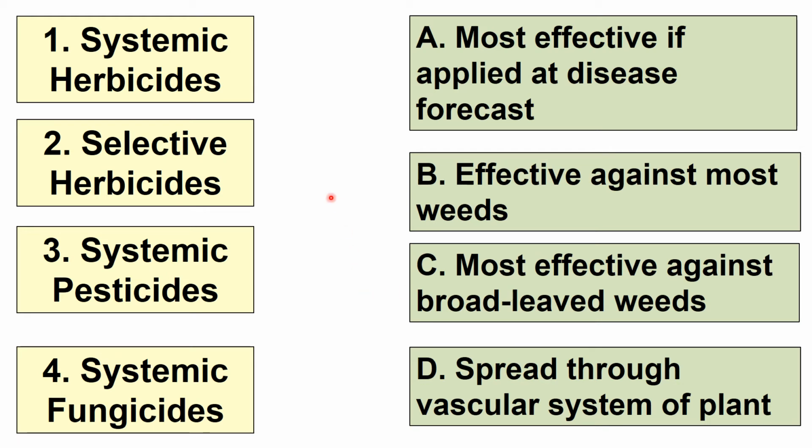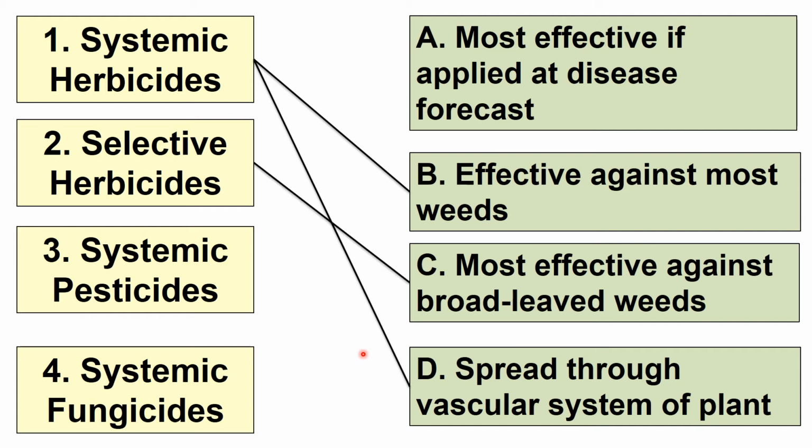So to begin with, here are our various methods of chemically controlling our threats to crops. So put down numbers 1 to 4 and match them to the appropriate letter. Press pause. So number 1, systemic herbicides, that is B, effective against most weeds. 2, selective herbicides. Oh, hang on, I should have said there's more than one for each. So 1 is also D, spread through vascular system of plant. 2, selective herbicides, C, most effective against broad-leaved weeds. 3, systemic pesticides, that is spread through vascular system of plant. And then systemic fungicides, they are most effective if applied at disease forecast, so 4A. And also, because they're systemic, spread through the vascular system of the plant.